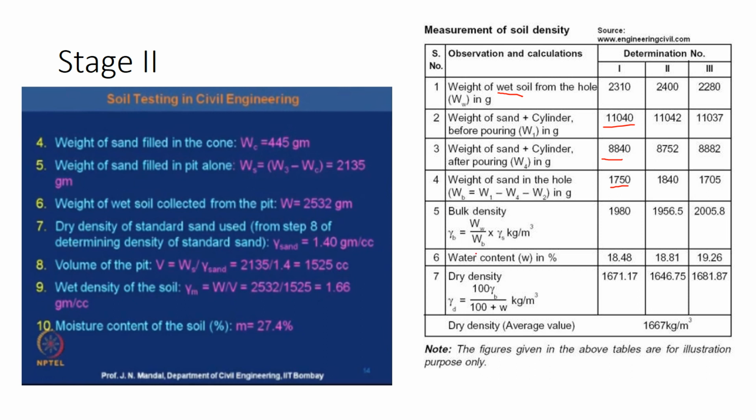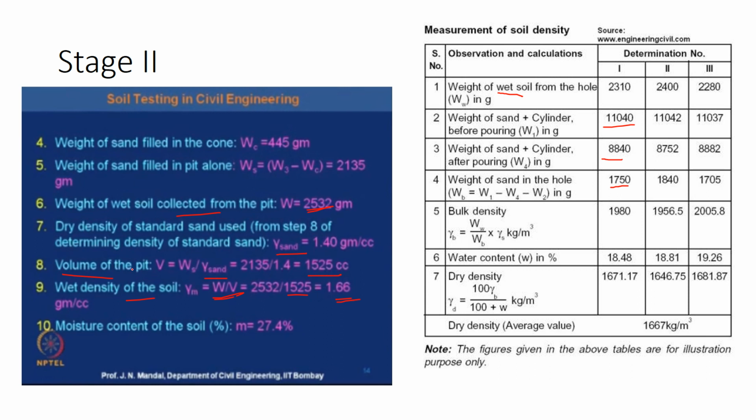You can see here, this is a direct derivation from this. Okay, so you know what is the weight of wet soil. As I said, you know what is the gamma of sand that you have found out from the previous stage. Now you know what is the volume of pit, that is weight of sand by gamma of sand. Weight of sand, you know, 2135, and gamma of sand, that is what we found out, that will give you the volume of pit. Now the density of soil is weight by volume. Weight of soil again 2532, that is going to be your wet soil collected, divided by the volume, that will give us the bulk density of the soil.